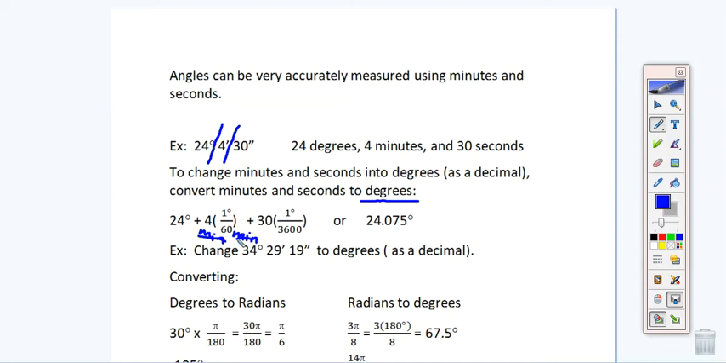Okay, how many seconds did you have? Anybody have their calculator handy? If the phone is the source of your calculator, you may have it out. You see how I did that?